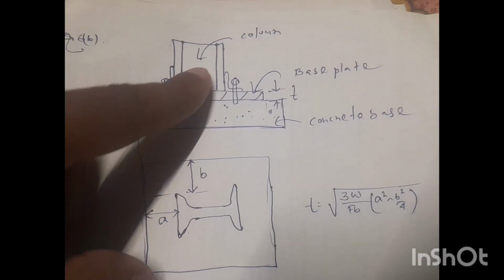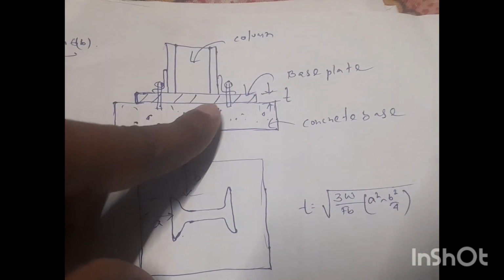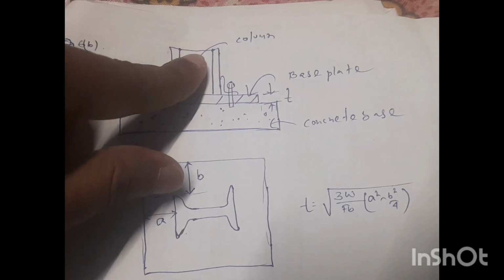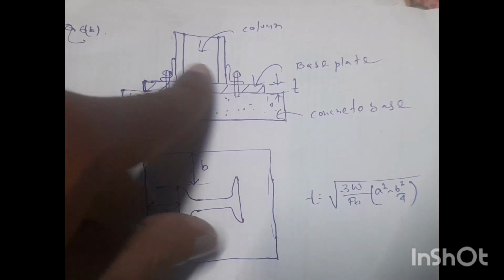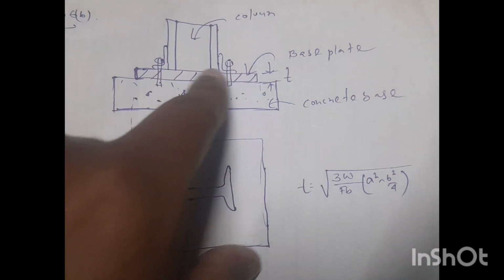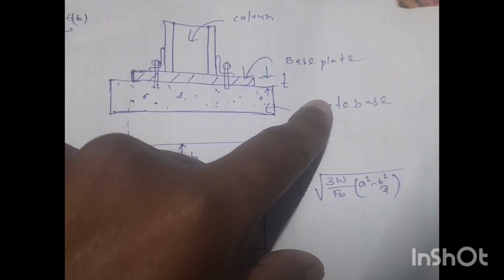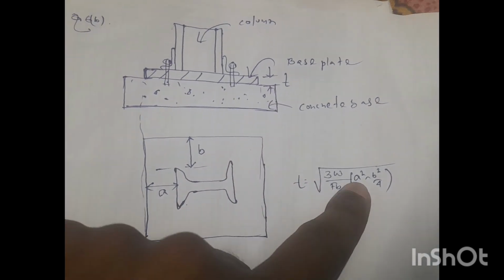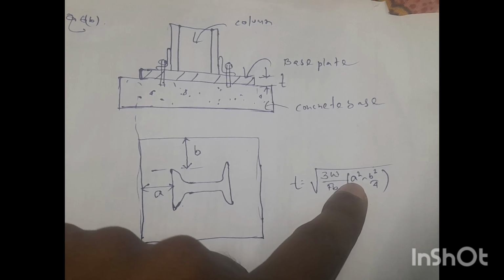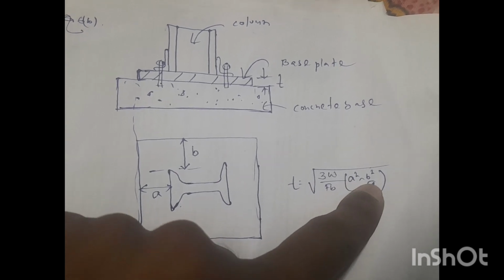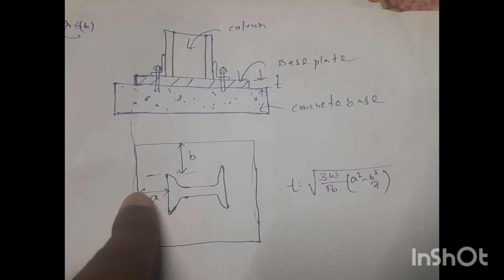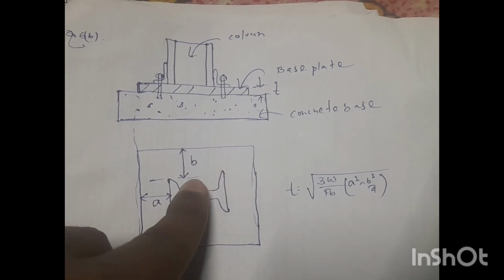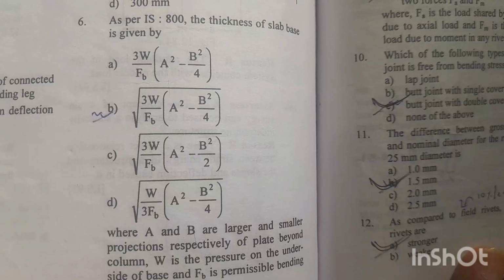Look at this figure. This is the steel column supported over the concrete base with the help of this base plate. This is column, this is base plate, this is the cleat angle connected by the bolt. This is concrete base. So thickness of this base plate will be T equal to root over of 3W by FB into A square minus B square by 4, where A is the larger projection and B is the smaller projection from the column's end towards the base plate. Option B is right answer.